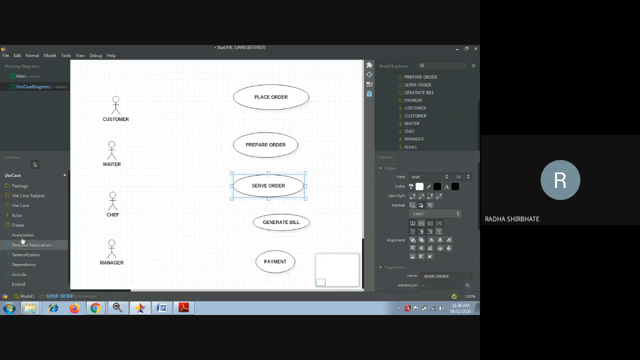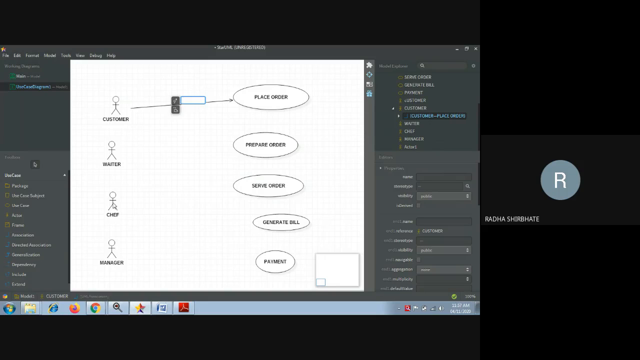The relationship can be drawn by using association, direct association, generalization, dependency, inclusion, and extension. In general, the relationship between any actors and the use cases is a direct association. So, what does your customer do? Customer will place the order. So, we will write down here: place order.